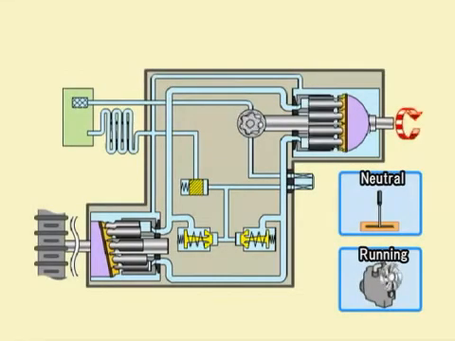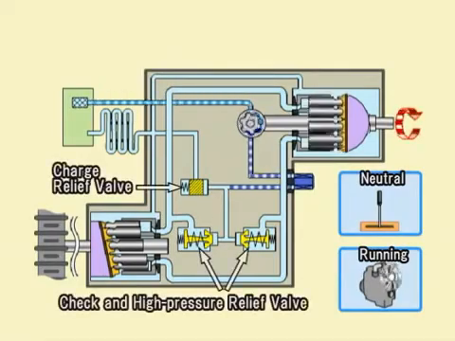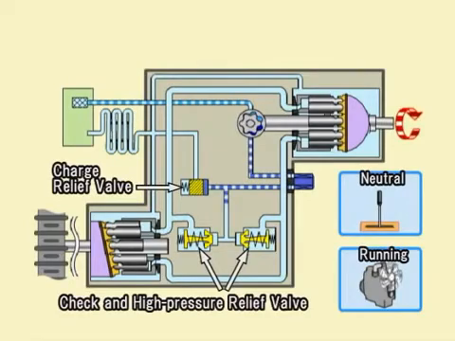When the input shaft turns, it also forces the charge pump to rotate. When the charge pump is operating, oil in the hydraulic oil tank is sucked into the charge pump through the filter in the tank. The oil discharged from the charge pump flows to the charge relief valve, and then to the check and high pressure relief valve, after passing through the hydraulic oil filter.